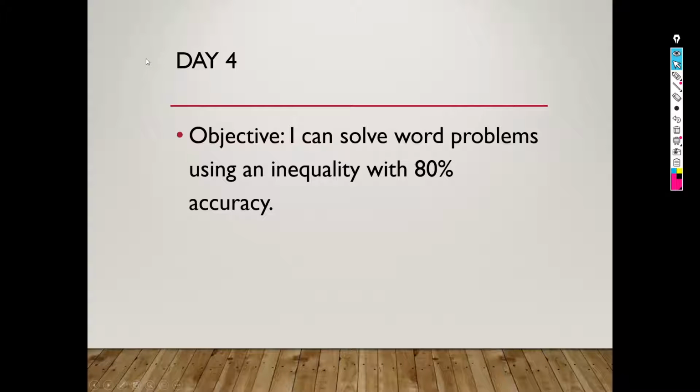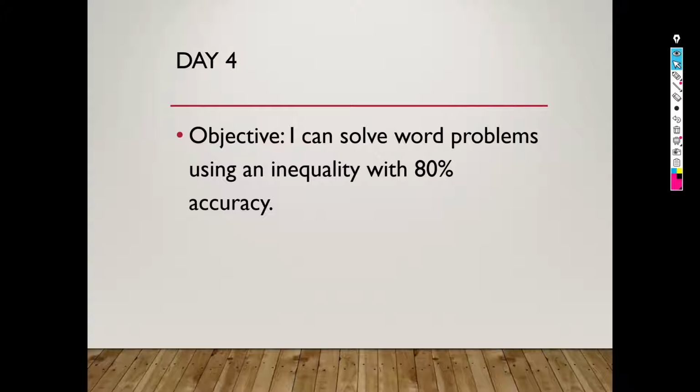Hey guys, Mr. Gardner here, and we're on day 4 of our inequalities unit, and today's objective is that we want to be able to solve word problems using an inequality with 80% accuracy. So we need to just think back to everything we've done so far this week.